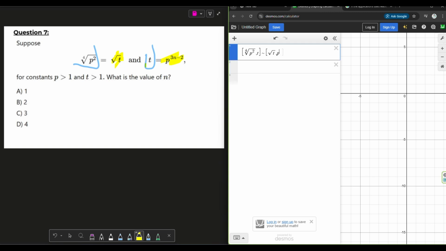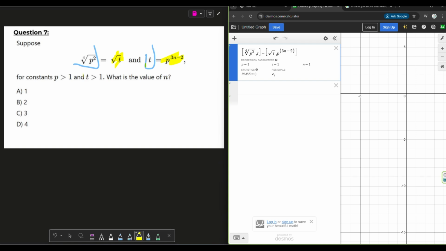Let me just again insert it. So p to the power of, and please, when you have this type of power, which has a negative sign or plus sign, use parentheses before writing. Because if you don't do so, when you want to add a negative sign or plus sign, Desmos will not allow you. So just put parentheses and say 3n minus 2.